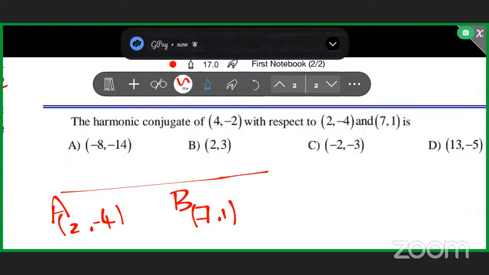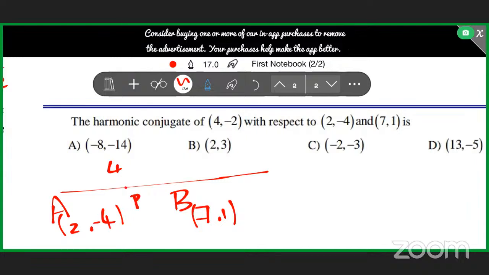So now what we'll do is we'll take 4 comma minus 2 as internal division. Let us take Q. We have to find out Q, which is an external division. Let us say it divides externally at x comma y. Now we have to find Q (x comma y), which is the harmonic conjugate of P.